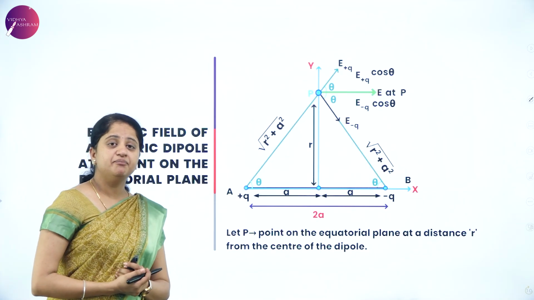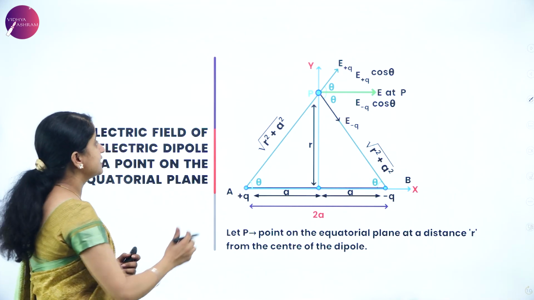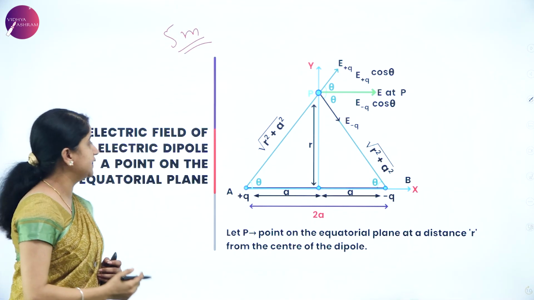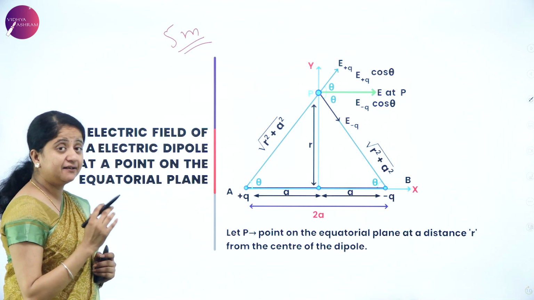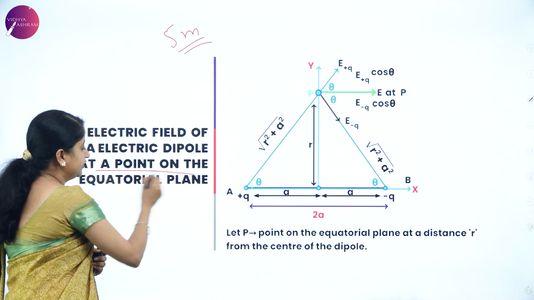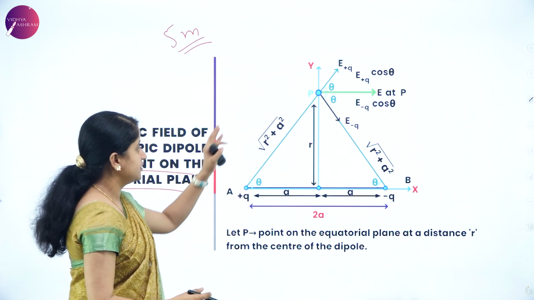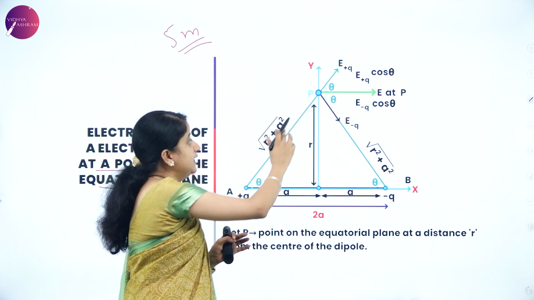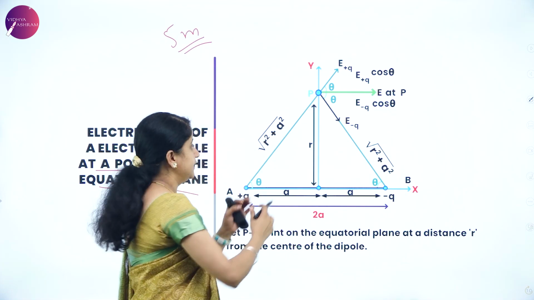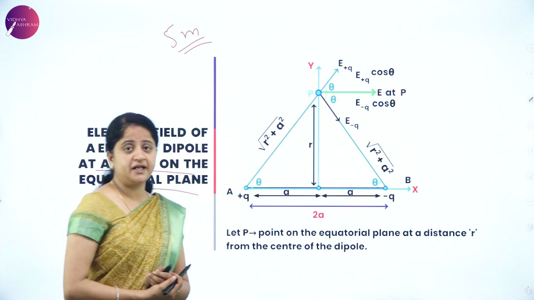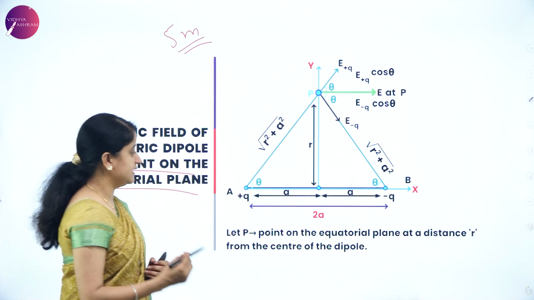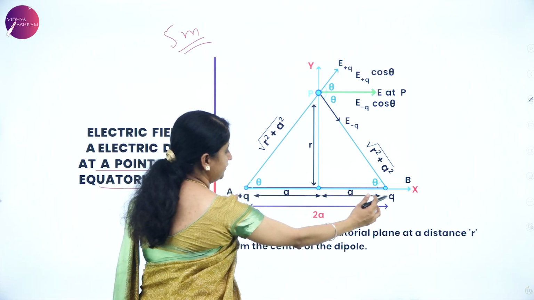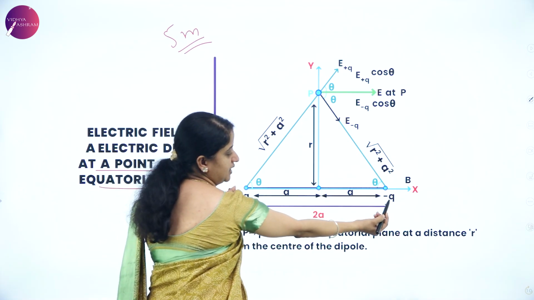So we have another important derivation which will be asked in the exam for 5 marks repeatedly. Very important question, that is the electric field of an electric dipole at a point on the equatorial plane. So here at this point on the equatorial plane, we have to find the electric field intensity, and this is the equatorial plane derivation. For this, the diagram is very important. So I have considered a dipole here. You can see I have a plus q charge and a minus q charge.